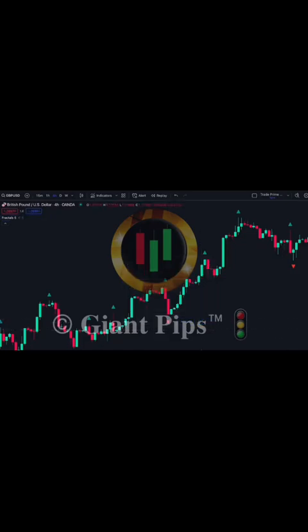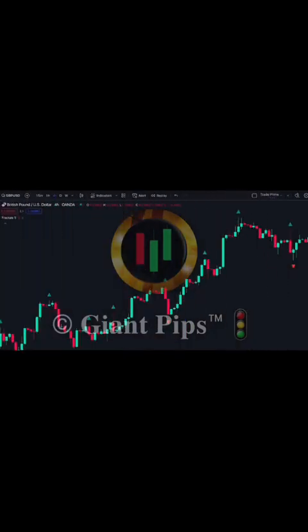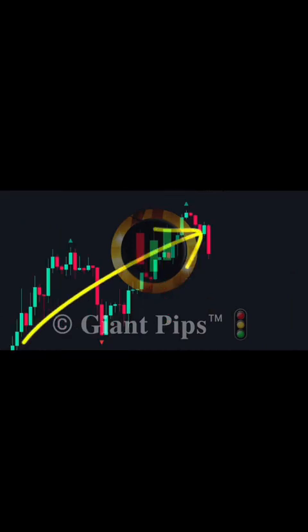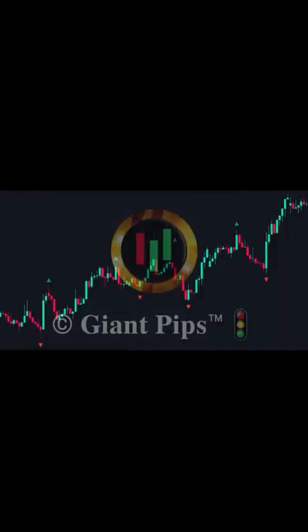However, sometimes the indicator will also mark irrelevant swing points. Therefore, you can use this indicator as a beginner, but your long-term goal should always be to develop experience in identifying major swing points without the indicator. All we need to do now is look for a trending market and draw the Fibonacci retracement tool on an impulsive move. Here is an example.